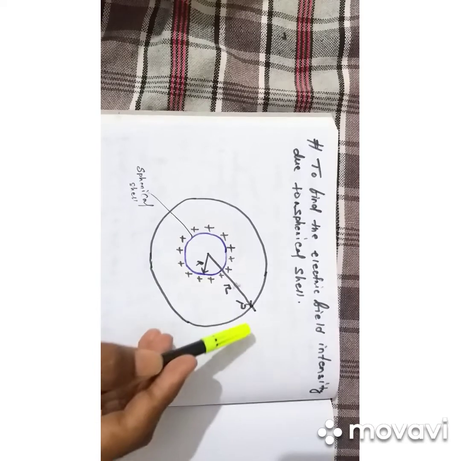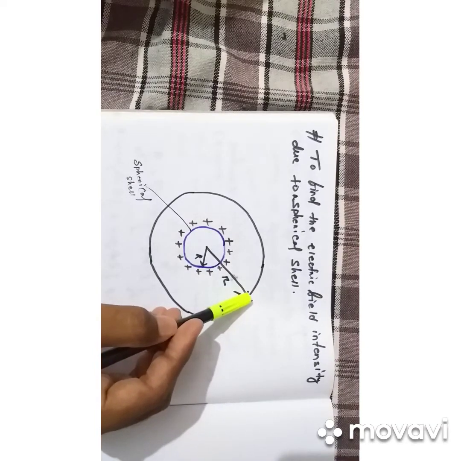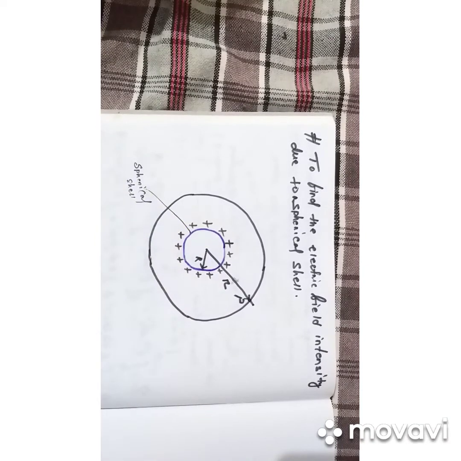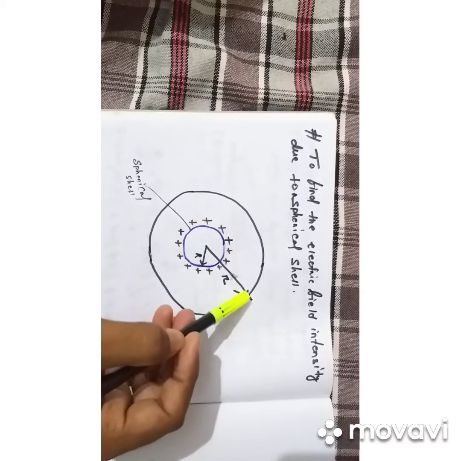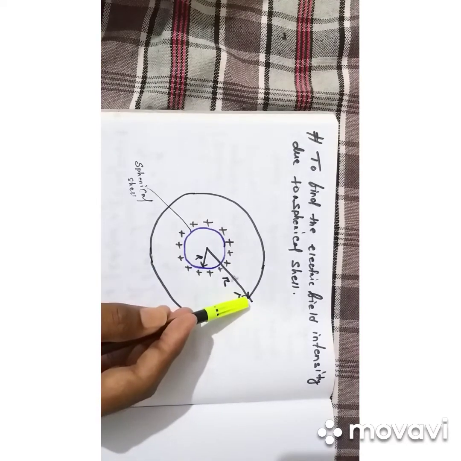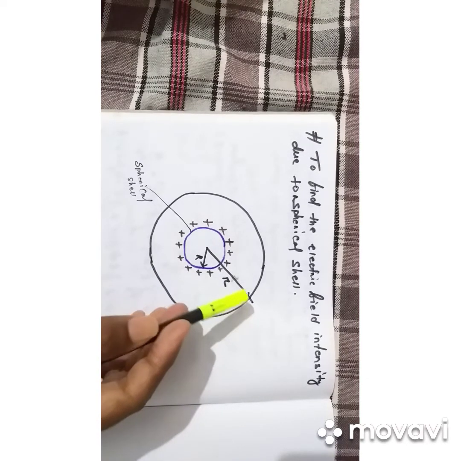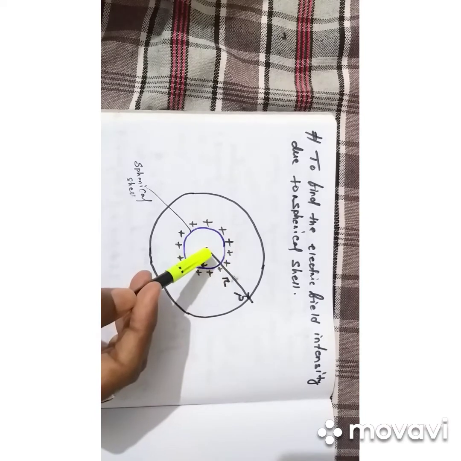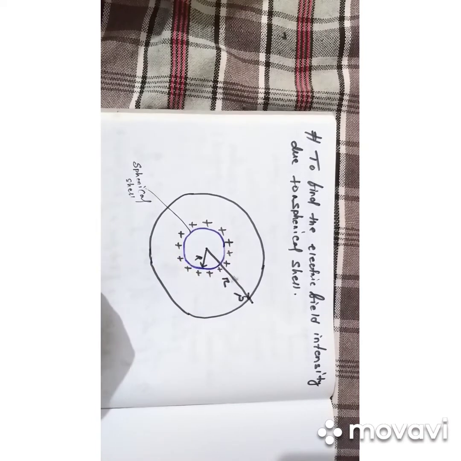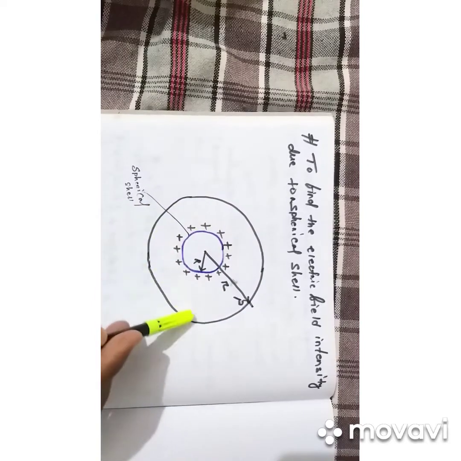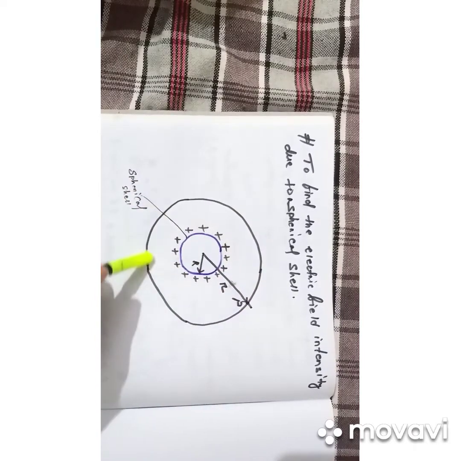Let a point P, this is the point P, be at a distance r from the spherical shell. Now we have to calculate the electric field intensity at that point P, whether the point P lies outside the spherical shell, on the surface of the spherical shell, or inside the spherical shell. So we assume a Gaussian surface. That Gaussian surface behaves as a spherical Gaussian surface.